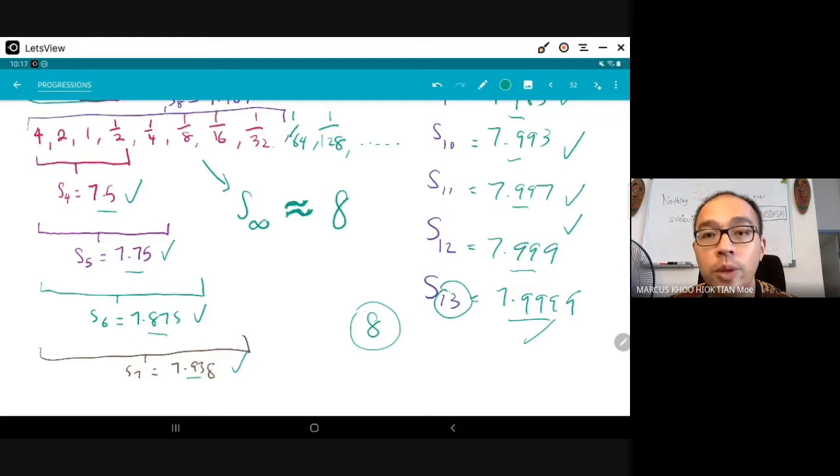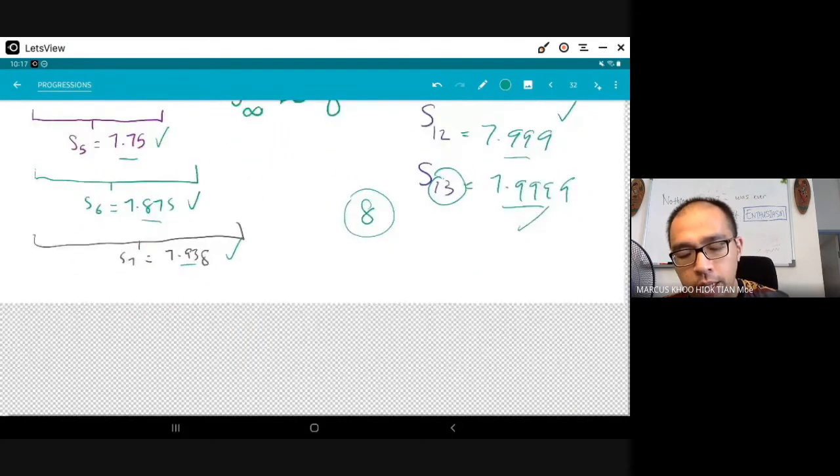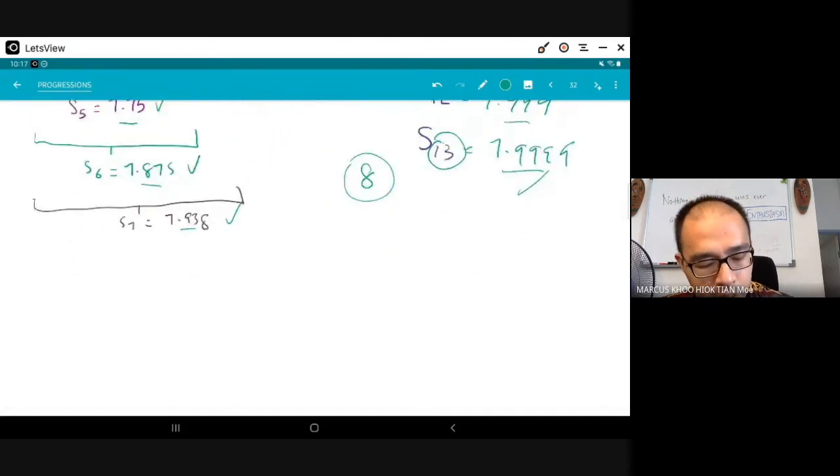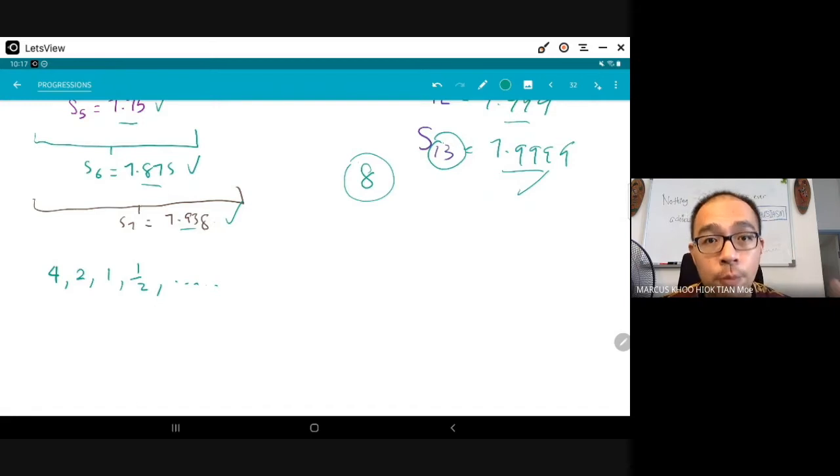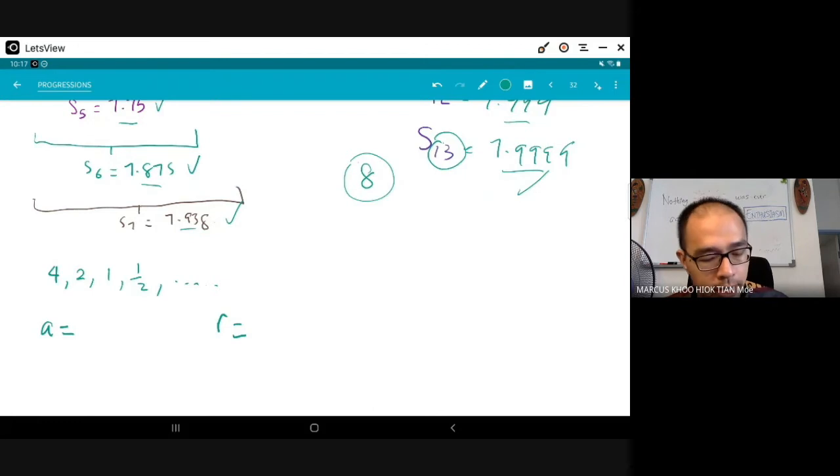So how do we count this? This is how the formula works. Our progression is 4, 2, 1, 1 over 2, and so on and so forth. In this case, we do the same thing that we do for geometric progressions. Tell me what is the A and what is the R. R is the pattern, so times how much? A is 4, R is 1 over 2.